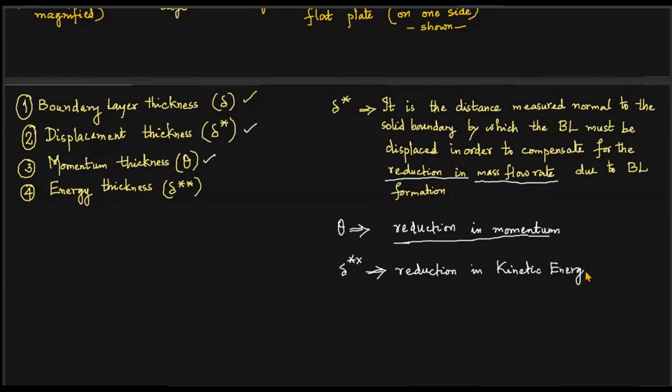So I repeat, what is delta double star? It is the energy thickness. So how do we define that? Technically, we define it like this: it is the distance measured normal to the solid boundary by which the boundary layer must be displaced in order to compensate for the reduction in kinetic energy due to boundary layer formation. So that is delta double star.